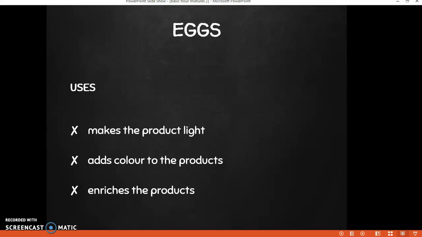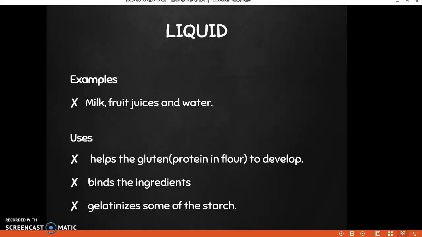What are its functions? It makes the product light. It also adds color to the product because of the color of the yolk. It helps to increase the nutritive value of the product.